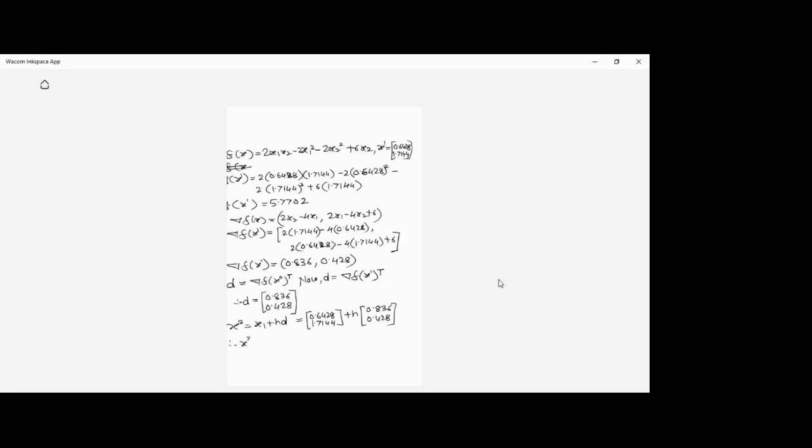Therefore, x2 is equal to 0.6428 plus 0.836h, right? And 1.7144 plus 0.428h, right? So this particularly is now the value of x2, and we have to find out what is the value of h, right? So now how will we be doing that?